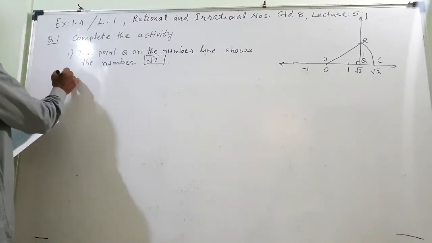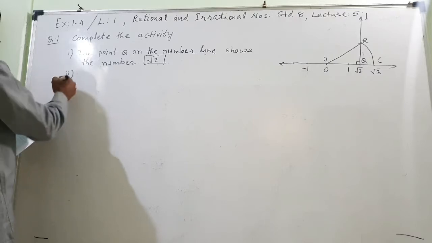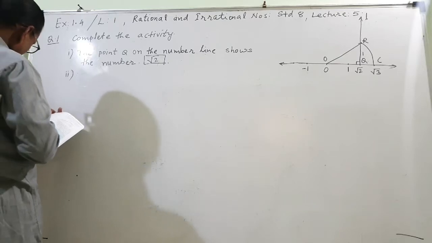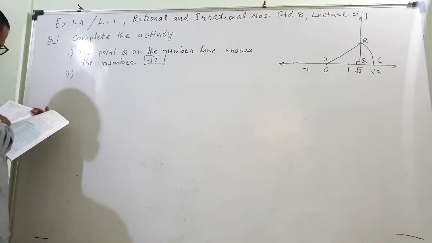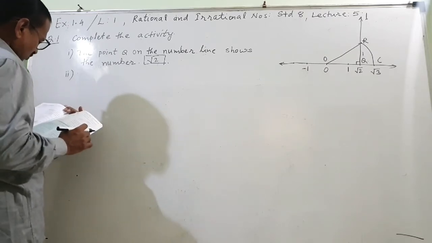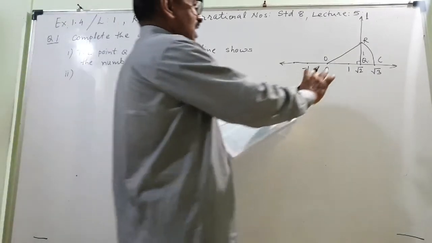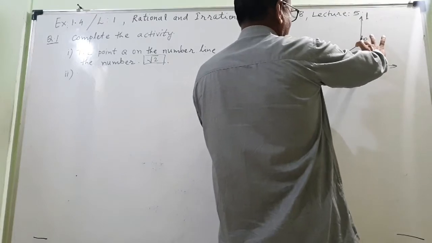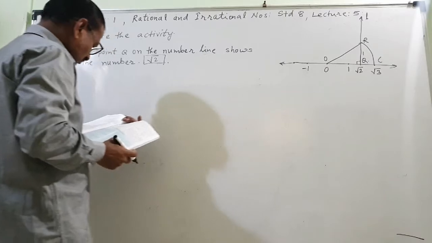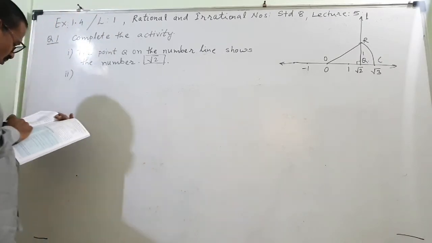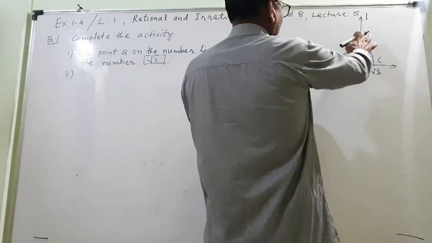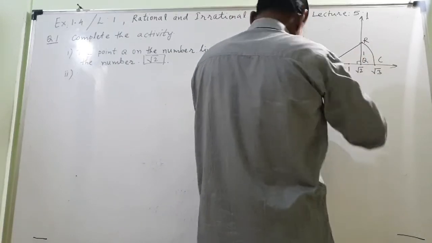Then number 2. By drawing a line L perpendicular to the number line through the point Q, point R is at a unit distance. This point R is at a unit distance, which means the distance is 1. By drawing the segment OR, a right angle triangle ORQ is formed. See this ORQ, this is a right angle triangle.